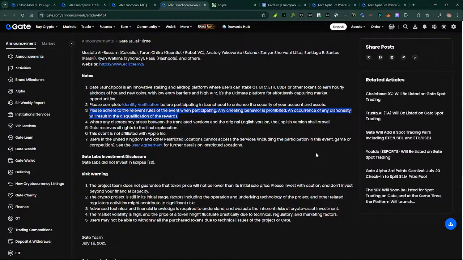And in times of crisis, losses are part of this game as well. In times of this kind of crisis, you will be able to handle those when you have the backup. And the crypto project is still in its initial stage. Factors including the operation and underlying technology of the project and other related regulatory activities might contribute to significant risk. So everything comes with risk, and you have to believe in that. Advanced technical and financial knowledge is required to understand and evaluate the inherent risk of crypto asset investment.